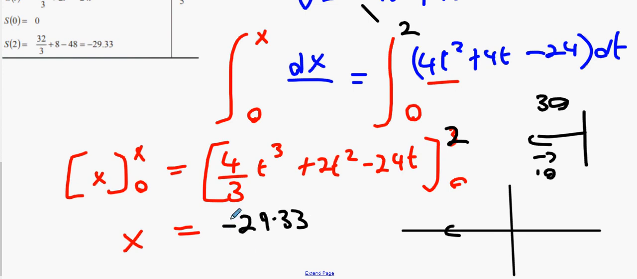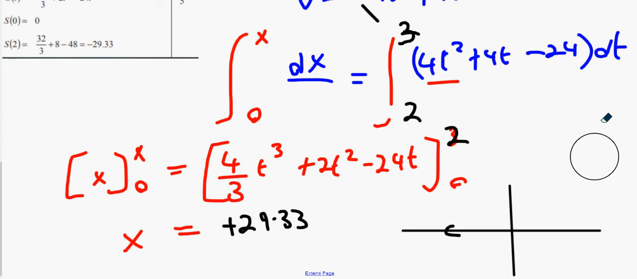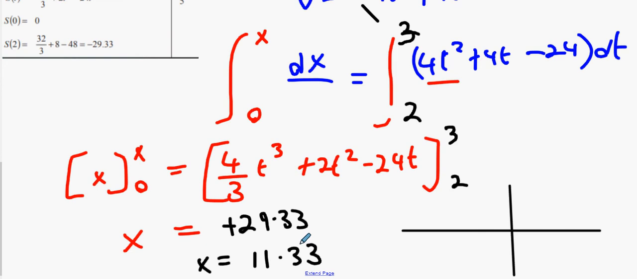Alright? Then we're going to go back, and this time we're going to do 3 and 2, because we want to know how long did that take. Alright? So the limits this time are 3 and 2. And what did you get this time? Anybody? 11.33. 11.33. Add them both together. 40.66 is your total distance covered.